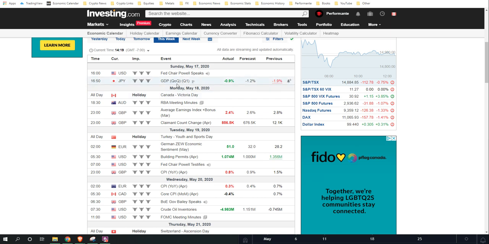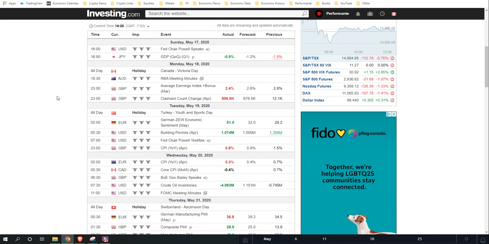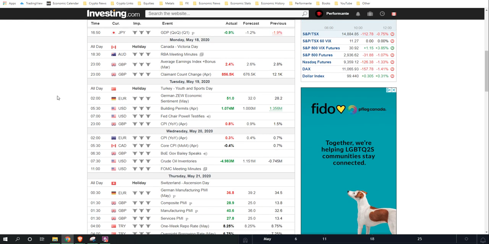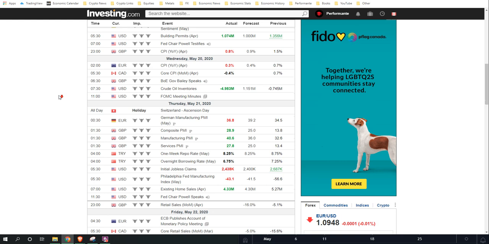GDP for Japan is actually a pretty significant one, quarter over quarter. It's actually less bad than the forecast. They were forecasting negative 1.2, but they're only contracting less than 1%. So in terms of GDP, it does look a little bit less bad. Obviously, it's not going to be great, but that's basically all we are going to go over.